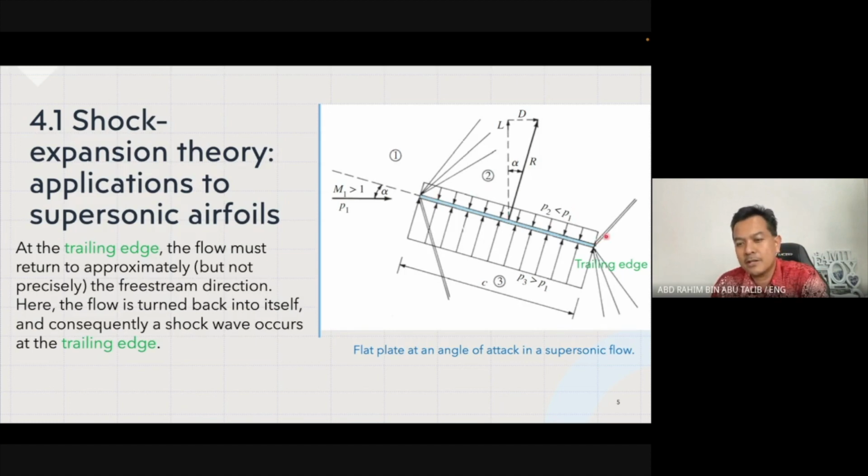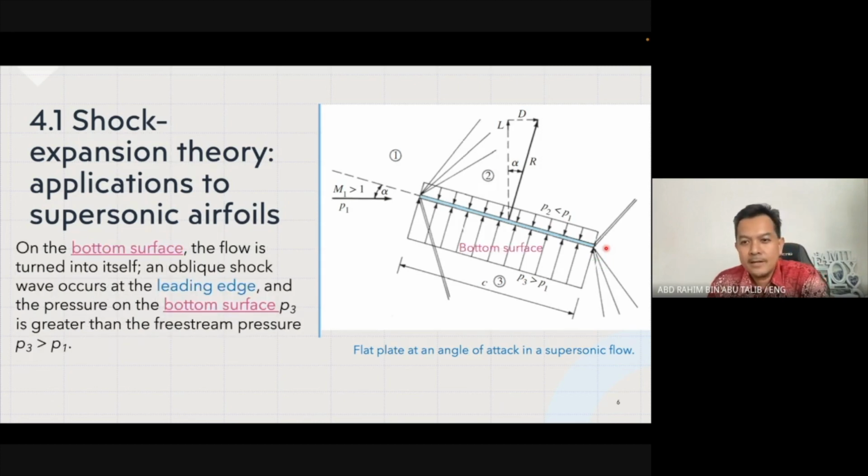Try to visualize the flow across this flat plate at an angle. And then we look at the bottom surface. Just now, earlier we looked at the top surface. Now we want to look at what happened at the bottom surface, right? So on the bottom surface, the flow is turned into itself, and an oblique shock wave occurs at the leading edge. So basically at the leading edge on the top surface, an expansion wave occurs, but on the bottom surface, it is the oblique shock wave that occurs.